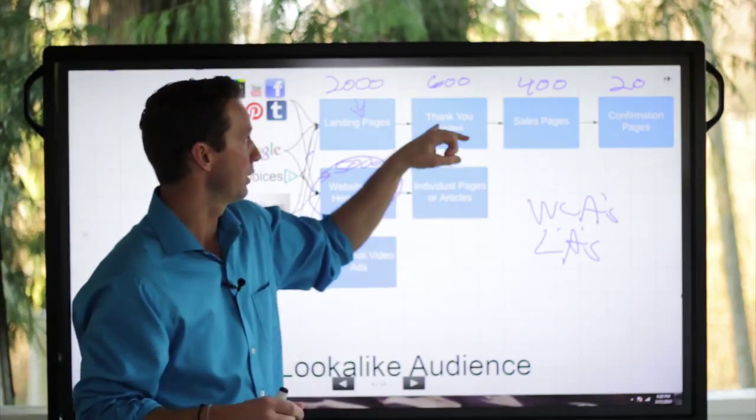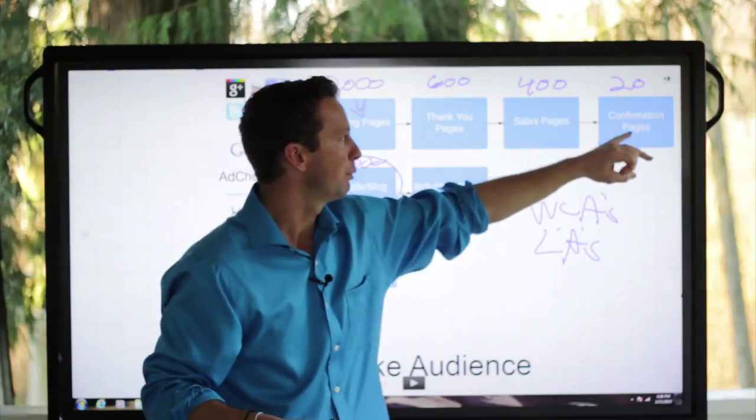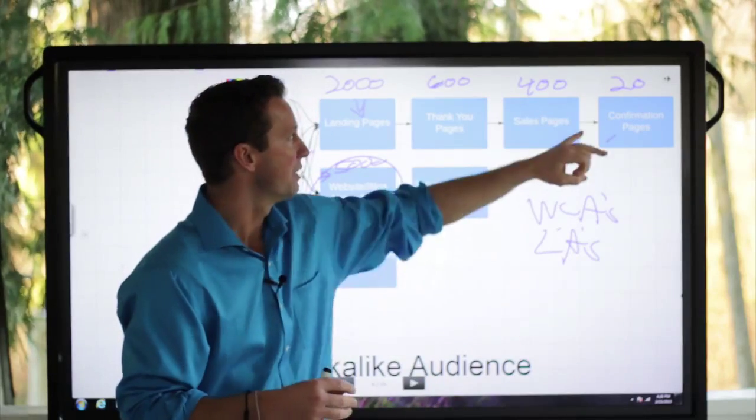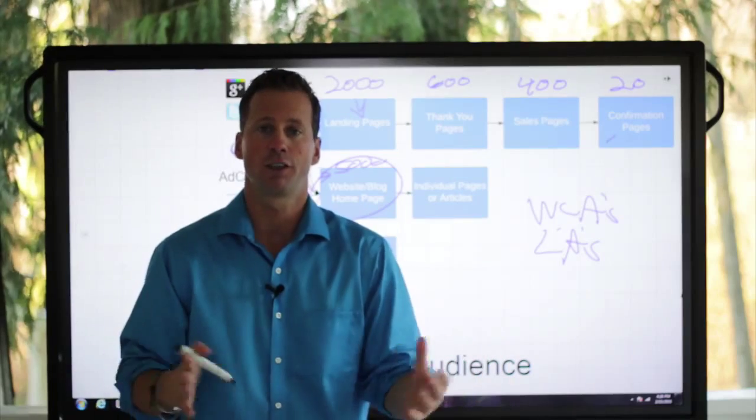Okay, these are your people that convert. These here, maybe they just landed on your sales page. And then these people here, they converted, they bought. So we can now run different ads, different promotions to different people depending on where they're at in your funnel.